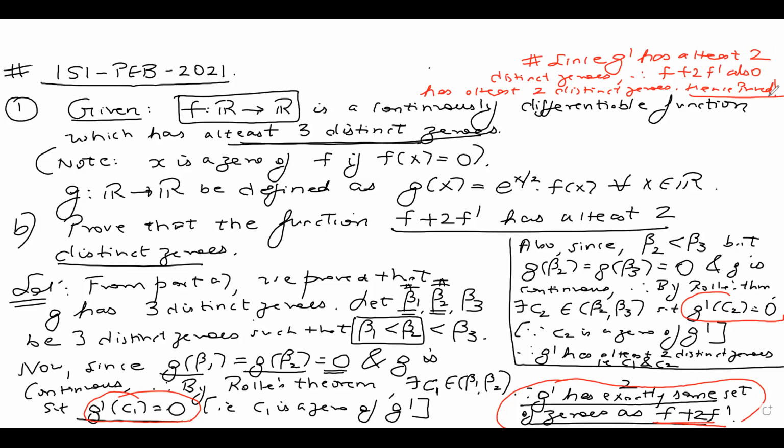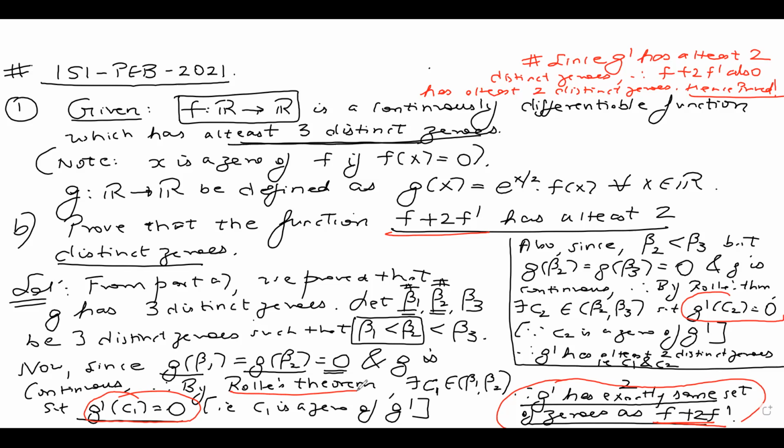So we have proved that f plus 2f dash is going to have at least 2 distinct zeros, because we have proved that g dash has exactly the same set of zeros as f plus 2f dash, and we have shown that g dash has at least 2 distinct zeros by Rolle's theorem. So this was our solution for this part. Okay, so hoping all students have understood this.